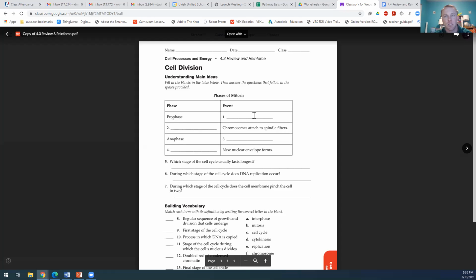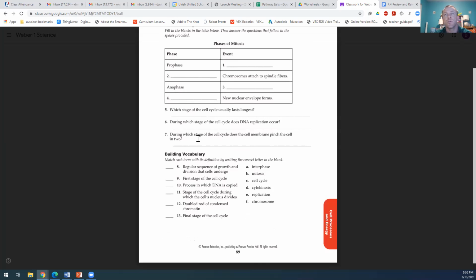Prophase, the chromatin condenses. One is chromatin condenses. Okay, what's the second phase? Metaphase. Okay, then anaphase is what? Come on, guys. I know you can tell me. They separate. Okay, the chromatin separates. And then you have telophase, or sometimes people say telophase, where the new nuclear envelope forms. Which stage of the cell cycle lasts longest? Interphase, it's about 19 hours. During which stage of the cell cycle does DNA replication occur? Interphase also, it's about 9 to 10 hours, depending on the cell. During which stage does the membrane pinch off? That's called cytokinesis, okay? It's the last phase.